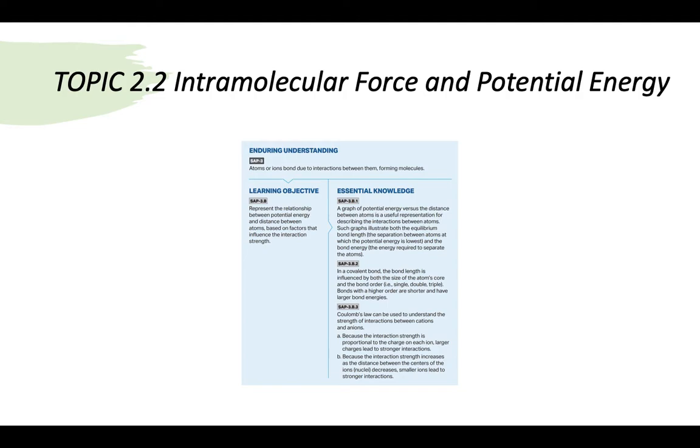And those repulsions would be nuclei to nuclei, electron to electron. The attractions are electron to nuclei of the other two, nuclei of one atom to the electrons of the second atom, etc.